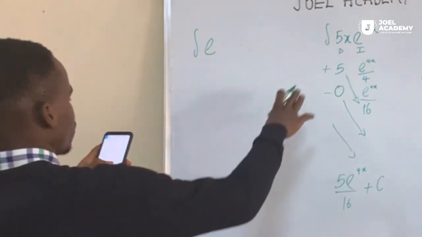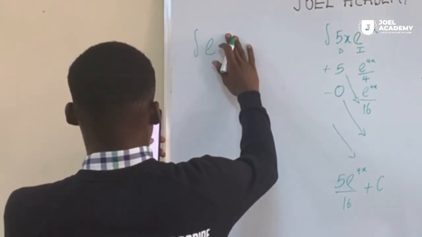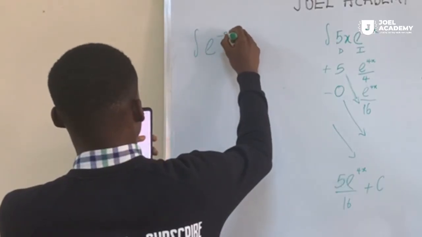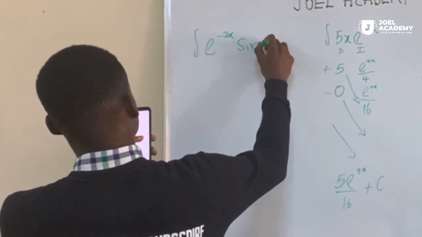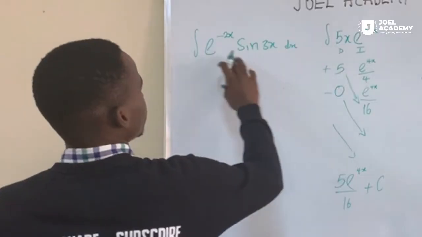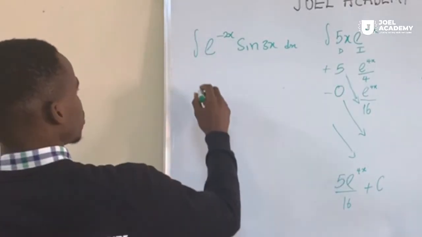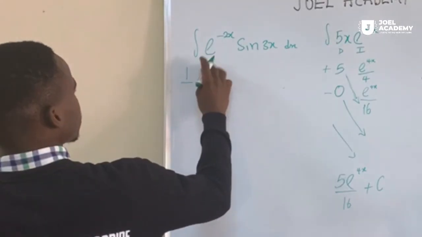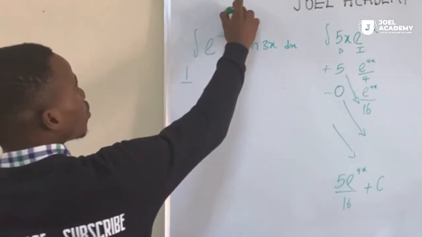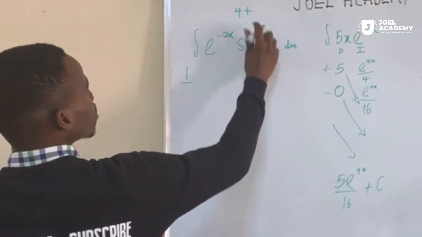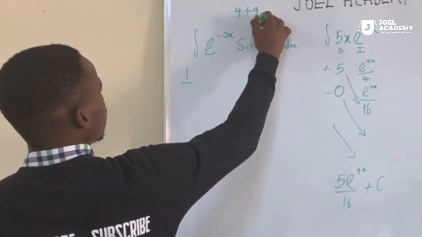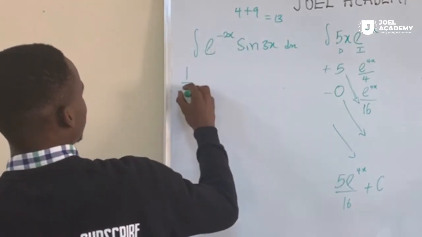Okay, let's solve something like this again. We have exponential minus 2x sine 3x dx. Now, this is involving exponential, right? And it's also involving a trig. So what we do is 1 over, right? Minus 2 squared is what? 4. Plus 3 squared is what? 9. 9 plus 4 is what? 13. So we'll be having 13 here.